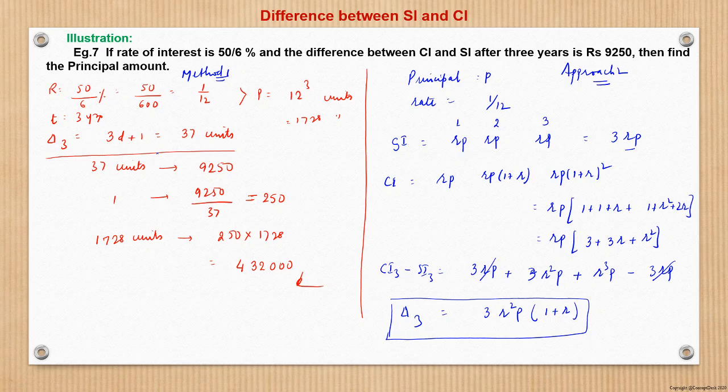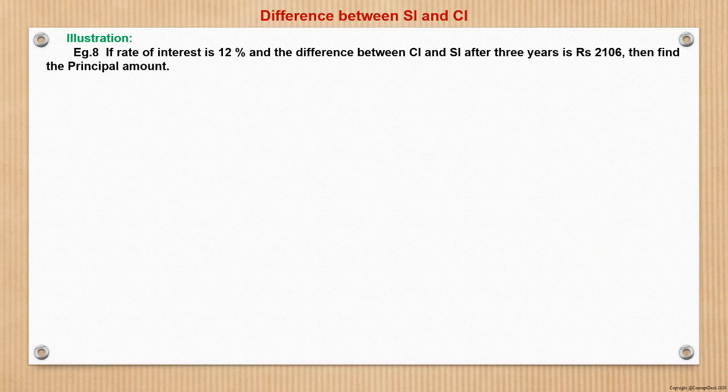This 3D plus 1, 3D plus 1, we have to remember this. Now again one more question I will take on this. If rate of interest is 12%, I can write this as 12 by 100, which is 3 by 25. So I have to write this in 1 by D form. So I can write this as 1 upon 25 by 3, right? So here D becomes 25 by 3, and then time is 3 years.